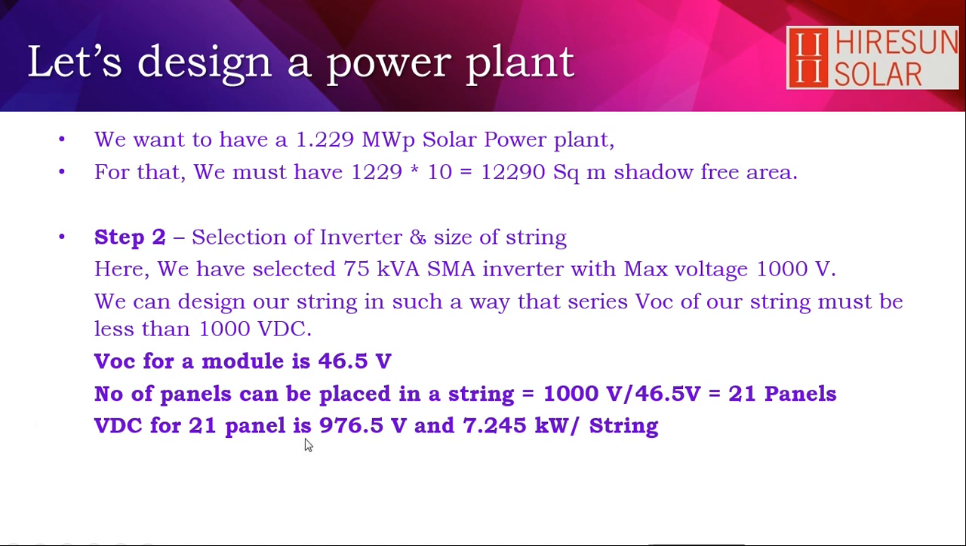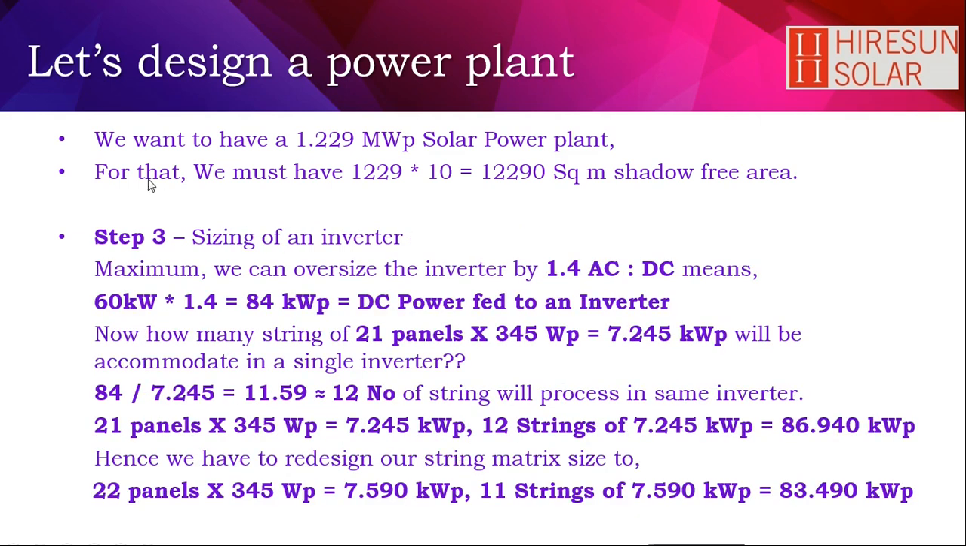So VDC for 21 panels, 46.5 into 21, that is 976.5, and the power rating is 7.245 kilowatt per string. So we are having a string which is of 21 panels which are generating around 1000 volt and which has a power rating of 7.2 kilowatt. So again this thing remains same, and in step 3 we will go for the sizing of inverter.